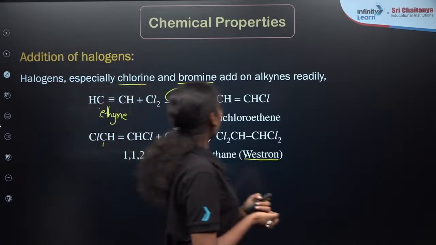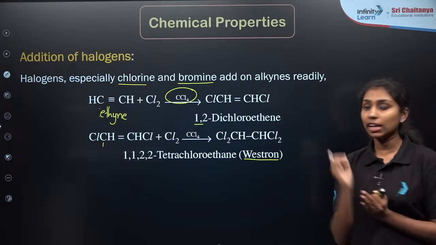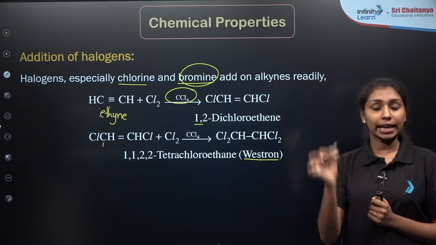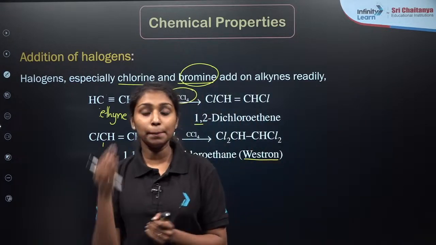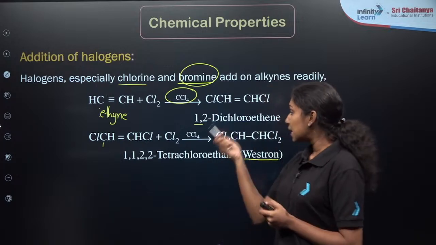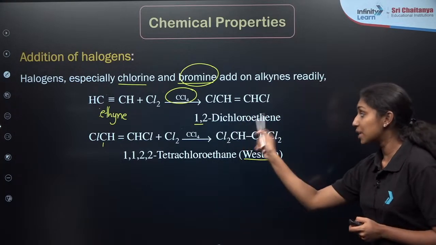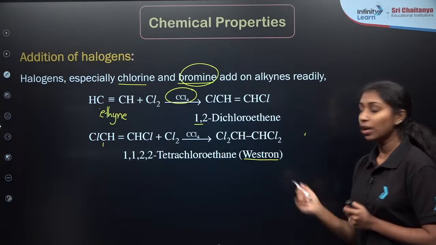Now in the case of halogenation or addition of halogen, I have already mentioned that instead of chlorine we can also add bromine, right? For example, if I am taking any of the alkyne compounds, then I am adding Br2 in presence of CCl4, right? Bromine in presence of carbon tetrachloride. What I am observing here, similarly, instead of chlorine you will get a bromo compound right here. It will be 1,2-dibromoethene. Then finally it will be 1,1,2,2-tetrabromoethane.